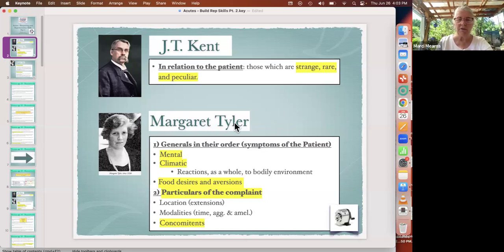Okay. And then we go down to Dr. Margaret Tyler's set of criteria in their order. And again, these need to be strong in the patient in order for us to use them effectively. We have mentals, then we have climatic, meaning temperature modalities in general. We have food desires and aversions, and then, and only then, do we have the particulars of the complaint, including the location, the modalities, and of course, the concomitants. So that's our schema that we're going to use with the two cases that I have for you today.